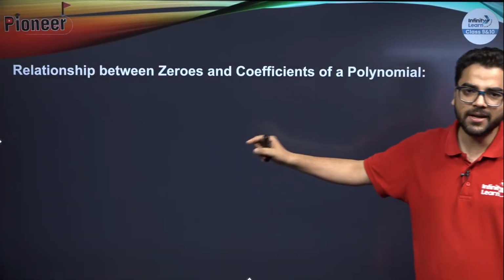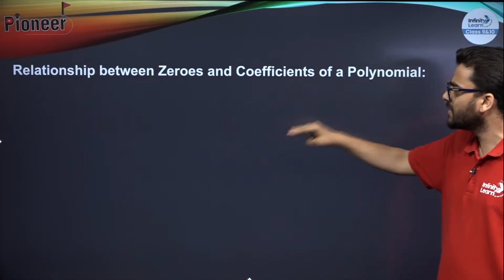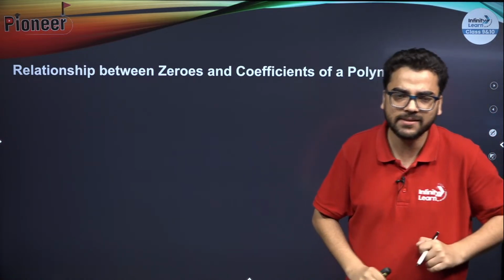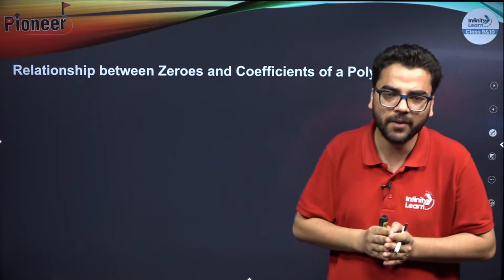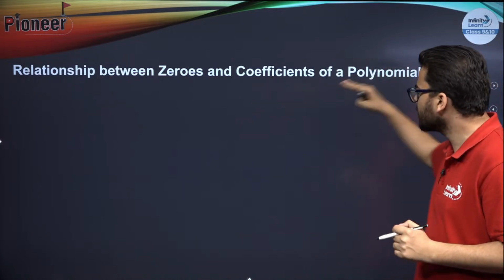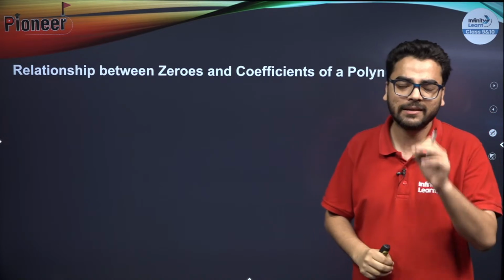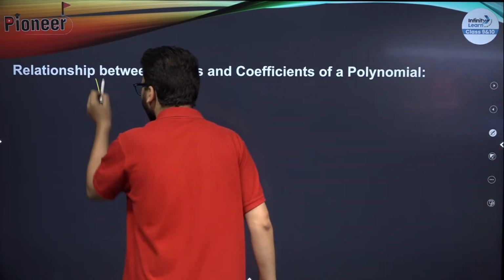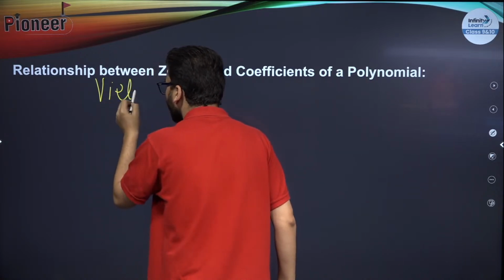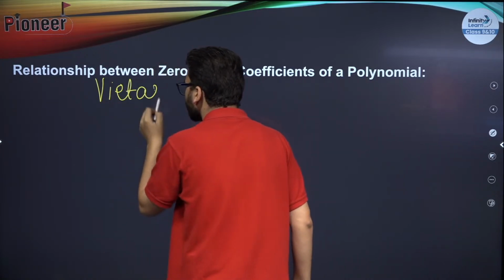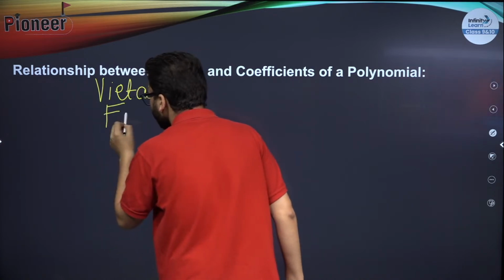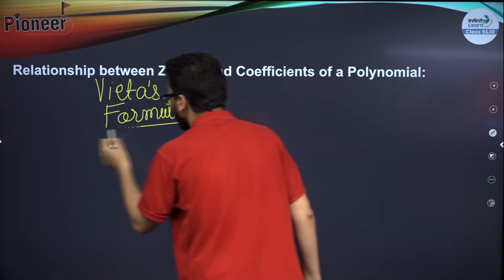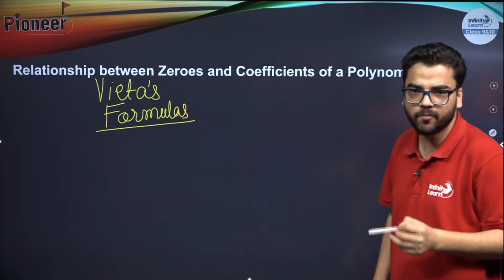Now we want to study this concept, relationship between zeros and coefficients of a polynomial. It's a very simple concept. Just understand it properly. Relationship between zeros and coefficients of a polynomial, that you have to understand. There is something called Vieta's formula, right? Vieta's formulas. Normally you don't hear this name in school, but still these are known as Vieta's formulas. Okay, very simple it is, you'll understand it properly.